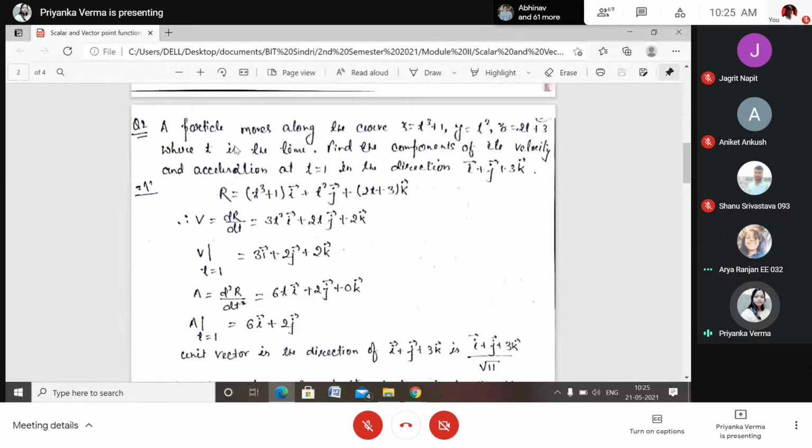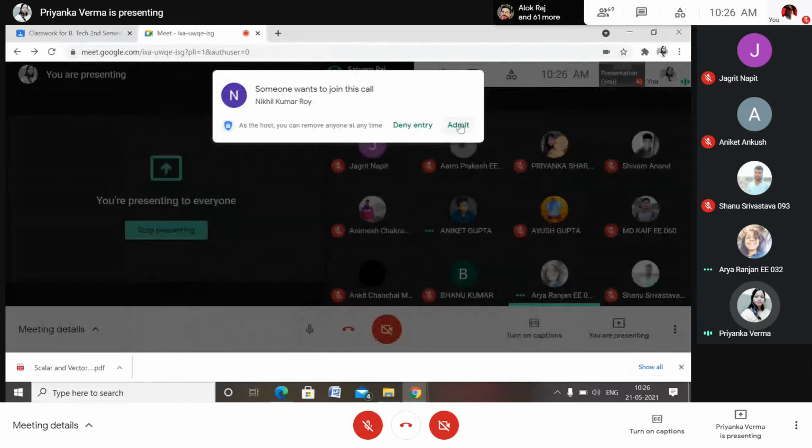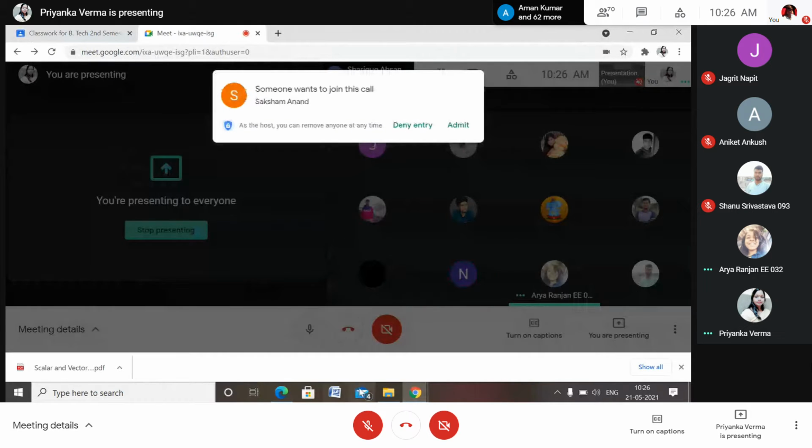The question is: a particle moves along the curve x equal to t cube plus 1, y equal to t square, z equal to 2t plus 3, where t is the time. Find the components of its velocity and acceleration at t equal to 1 in the direction of i plus j plus 3k. Here the problem is not given in the form of r. It is given in x, y, z components.